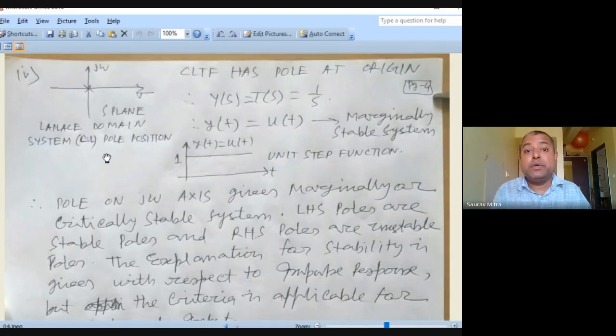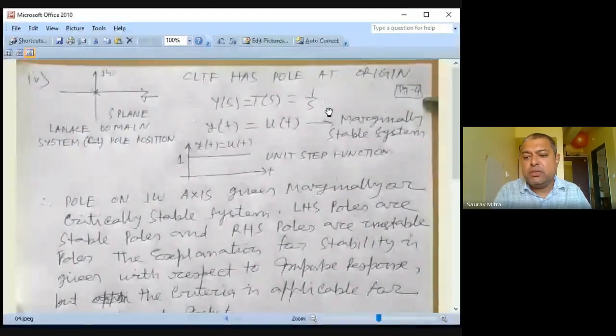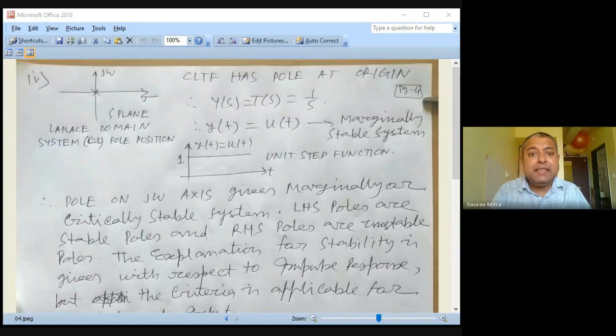Okay, now the question is, what is the boundary condition? If Y(s) is equal to T(s) equal to 1 by s, possible. So Y(s) is equal to T(s) equal to 1 by s, but in that case, what is y(t)? So take the inverse Laplace of 1 by s, it is u(t). So y(t) is equal to u(t). What is the system response? System response is like this. So it is a unit step function. Whether the system is stable or unstable.